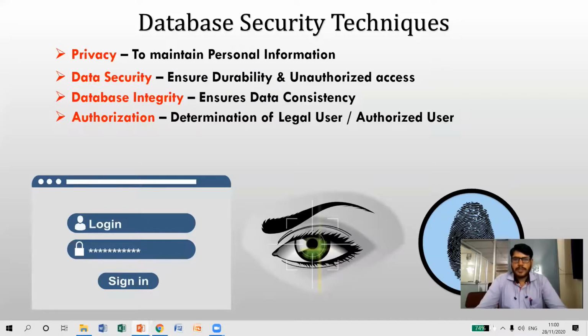So for that purpose, it will implement certain techniques like asking for a username and password. Sometimes it may ask for a PIN number. Sometimes the system may accept our biometric information like iris recognition, thumb recognition, face recognition, etc. With the help of these authorization processes, the system will determine the legal user of the database.